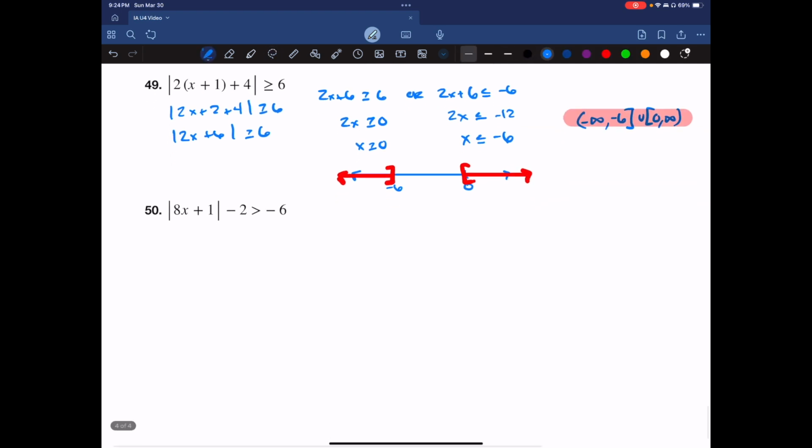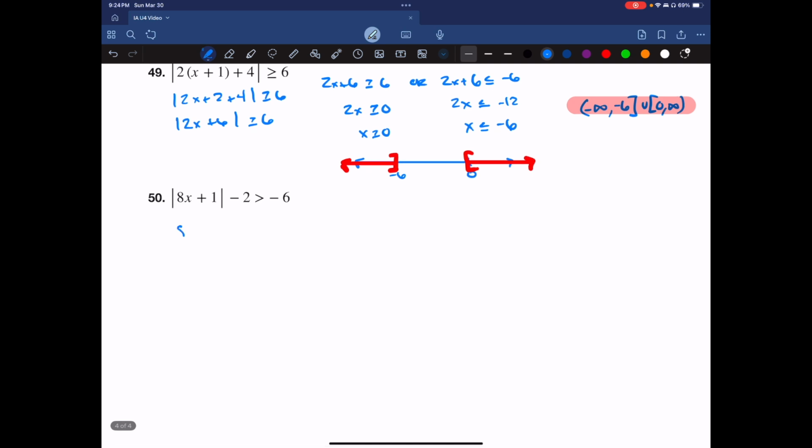Last one. All right. So we have the absolute value of 8x plus 1 greater than, I'm going to add 2 to both sides, it's going to be greater than negative 4. Again, the absolute value can't be negative. So if it can't be negative, it's always going to be positive.